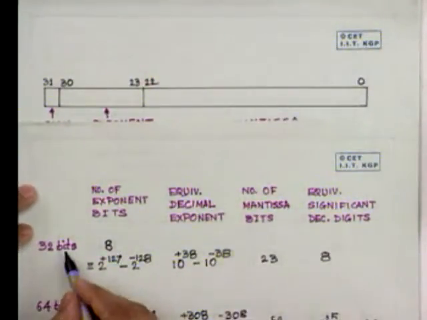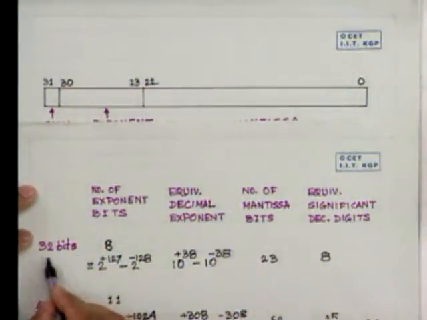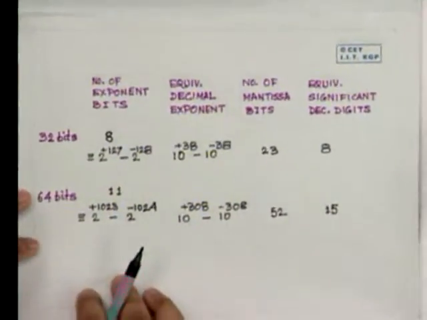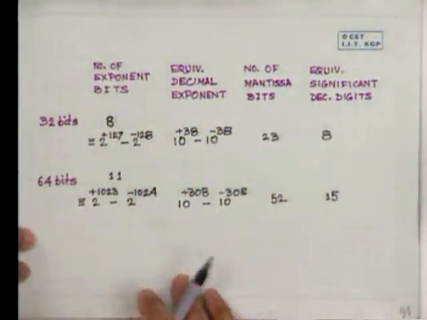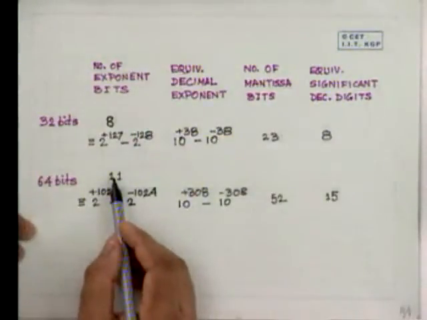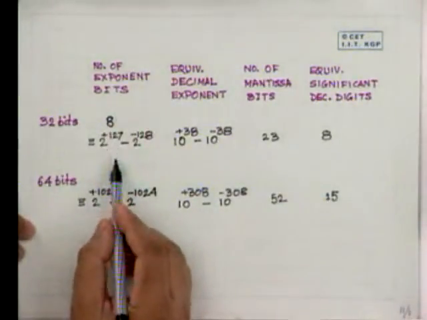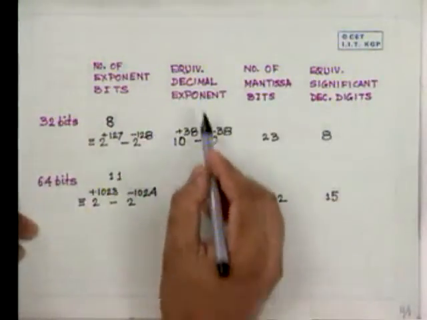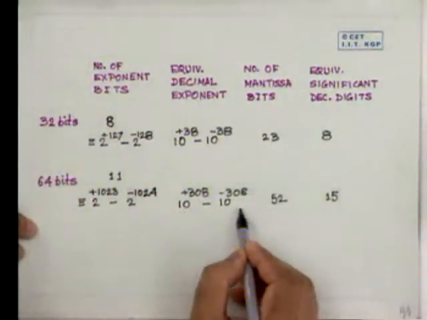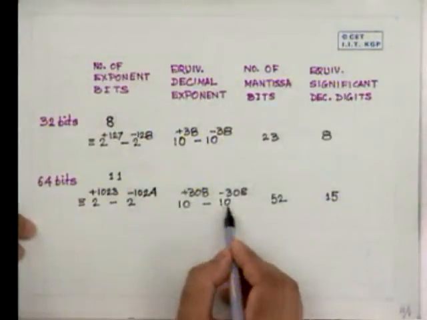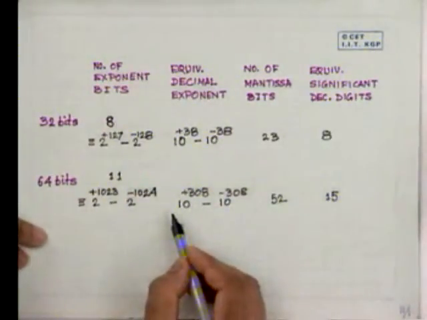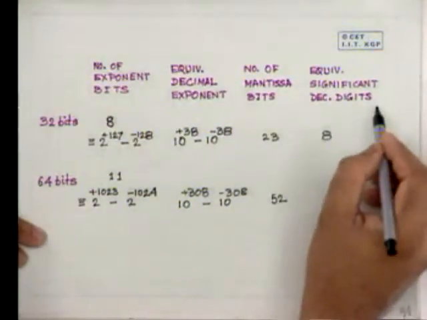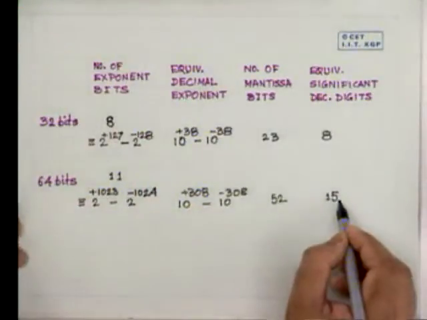Now, this is a float in C. If we go for a double, where we use 64 bits, then immediately the number of exponent bits we can make to be 11. In that case, the equivalent decimal exponent that we can represent is 10 to the power plus 308 to 10 to the power minus 308, and if we use 52 mantissa bits, then the equivalent significant decimal digits that you can represent is 15.